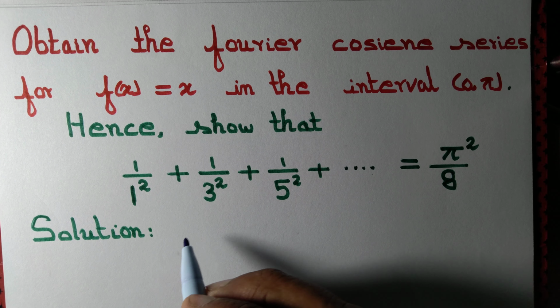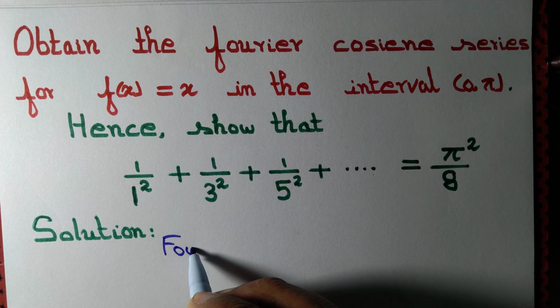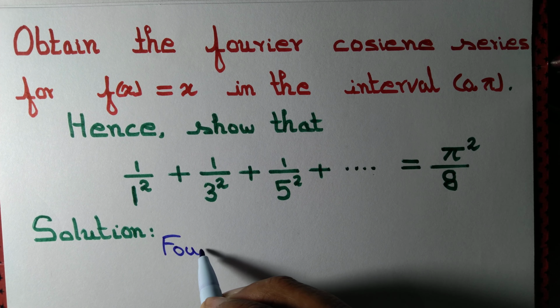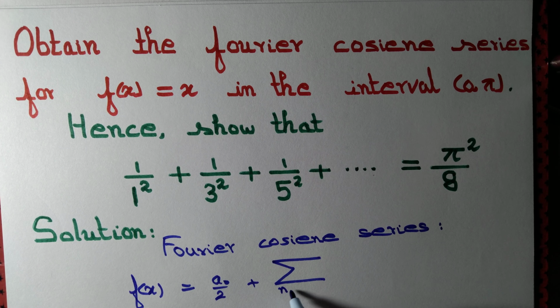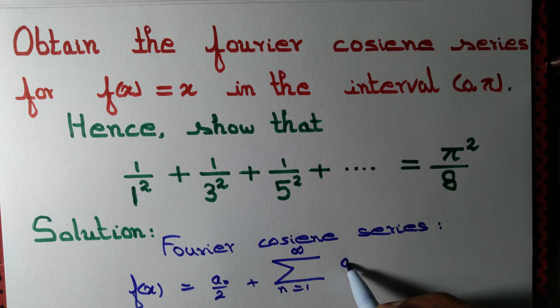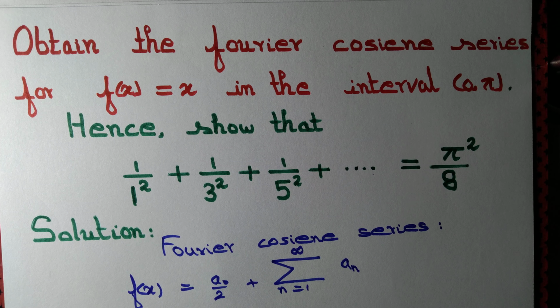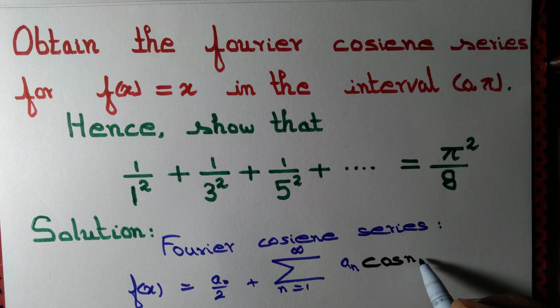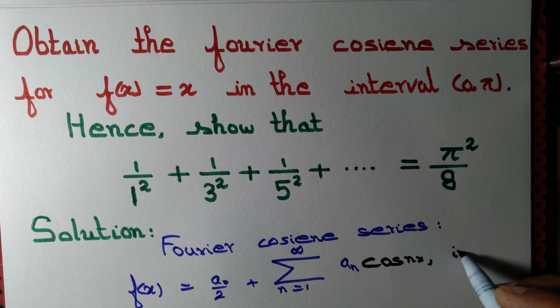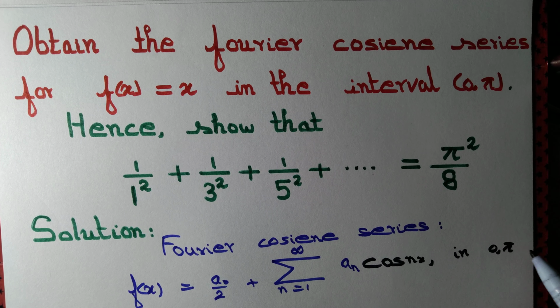First of all, the Fourier cosine series is given by f(x) equal to a0/2 plus the summation of n goes from 1 to infinity of an into cos nx. Of course, this is in the interval 0 to pi.